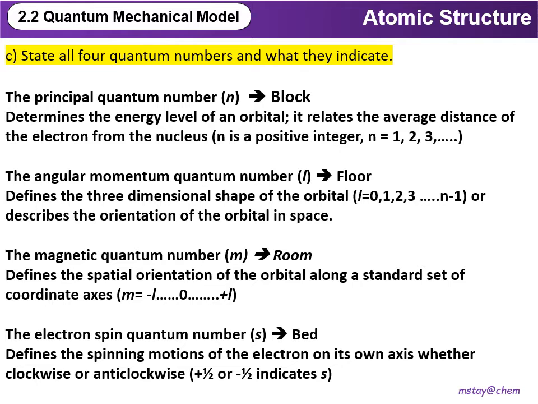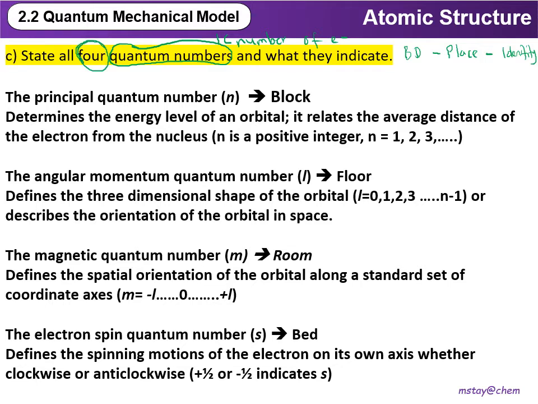Next, question C. State all the four quantum numbers and what they indicate. In simple words, a quantum number is like an IC number for the electron. As usual, our IC number is made up of three parts: first is your birth date, then the place that you were born, and then your identity number. But for an electron, each electron has four numbers.